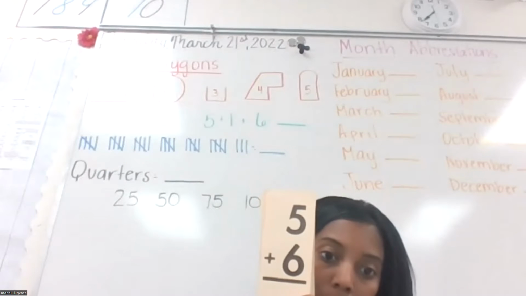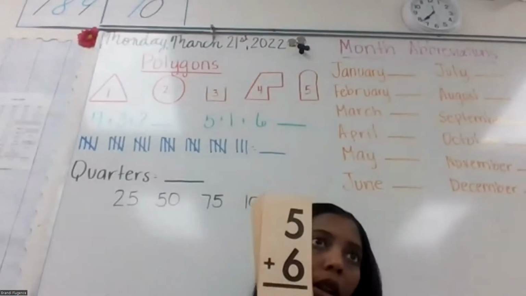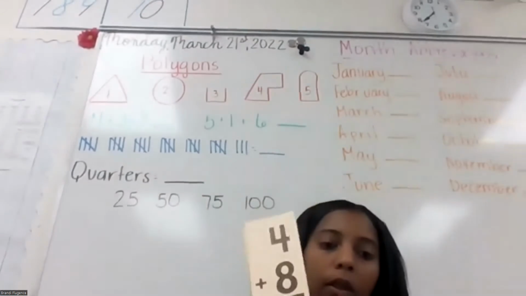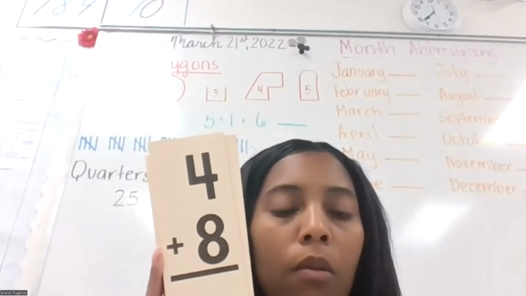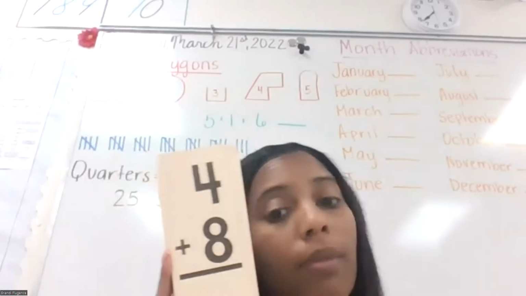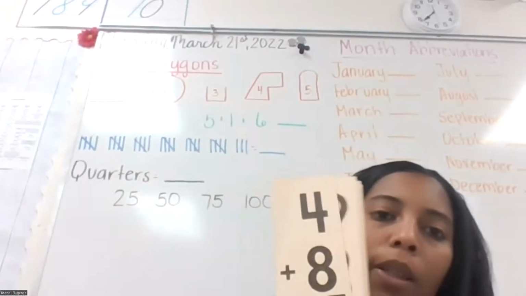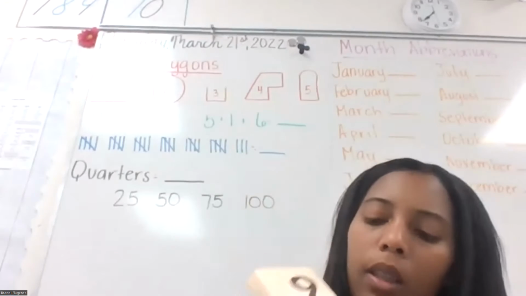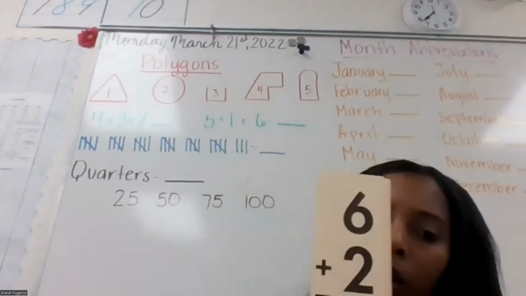5 plus 6 equals, we just did 6 plus 5, the same thing. 11. Faith knows our facts. 4 plus 8 equals 11. Try this again. 12. 4 plus 8 is 12. A little faster. 9 plus 2 equals 11.